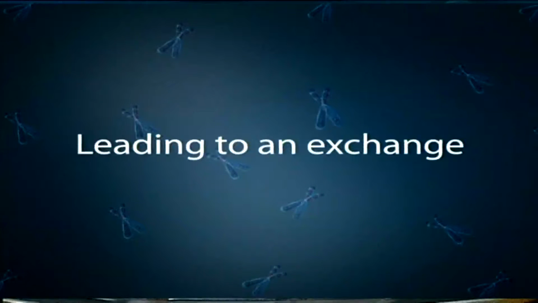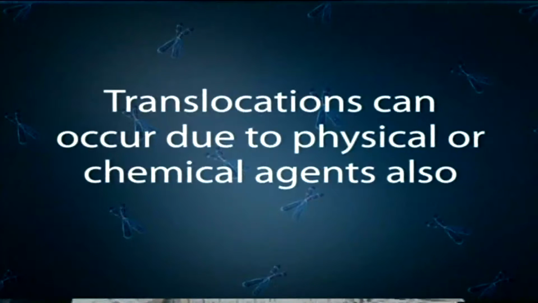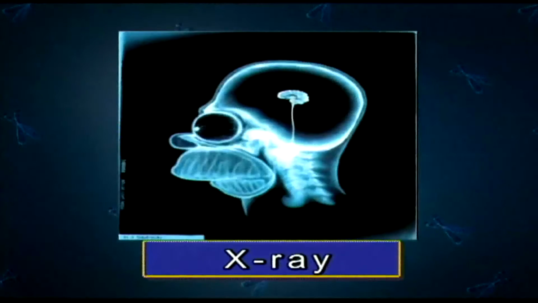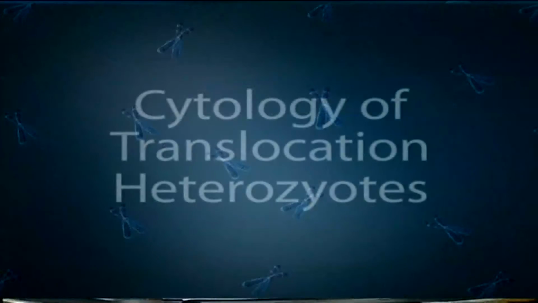non-homologous chromosomes. Translocations can also occur due to physical and chemical agents, which are either generally found in nature, or we can also use them for induction of translocations. For example, X-rays, gamma rays or other chemical mutagens are widely known for creating chromosomal breaks. Once breaks occur, this is then followed sometimes by exchange of chromosomal segments, leading to translocations.